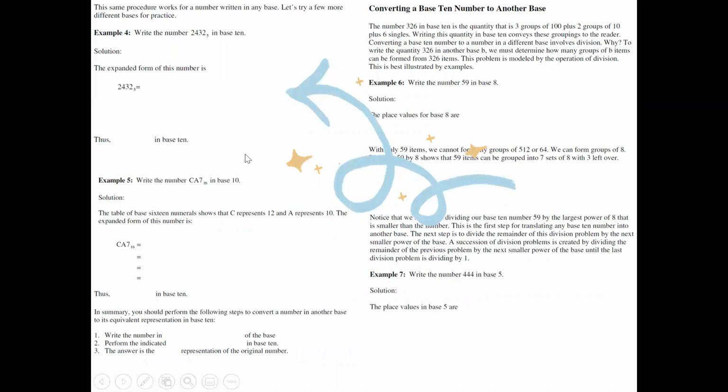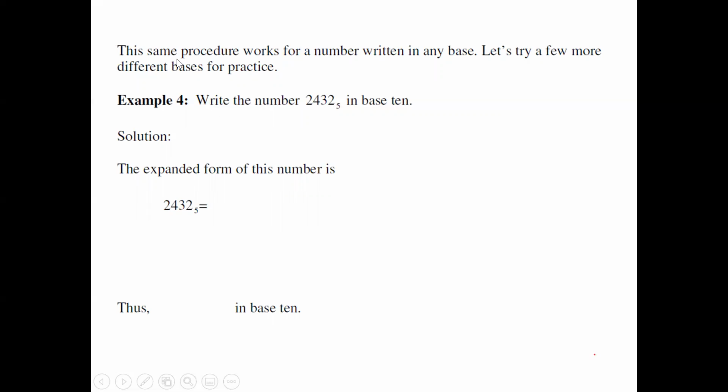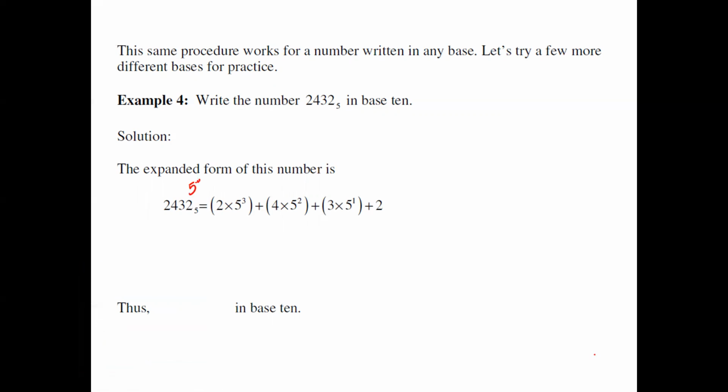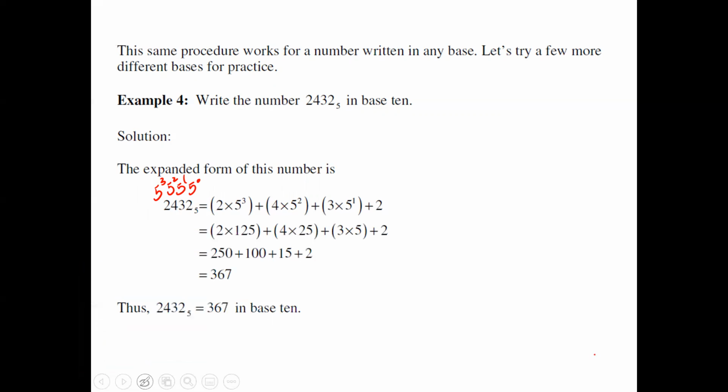All right, I'm going to go to the back, the second page. Example 4, we're going to do the same procedure, but with different bases. Here it's base 5. So remember, you're going to have 5 to the 0, 5 to the 1, 5 squared, 5 to the third. Multiply it out, and your answer should be as follows.